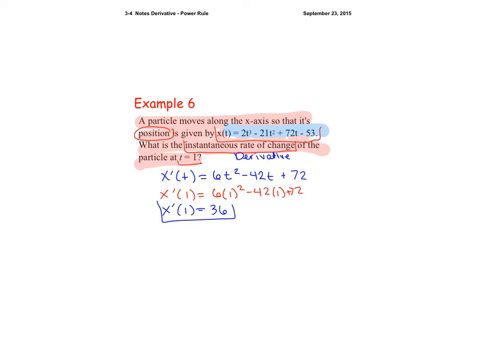So let's look at each one individually. 2t cubed, that's going to be 6t squared, boom. 21t squared, that's going to be 2 times 21, 42t, boom, but there's a negative, so negative 42t. And then 72t is just 72. You plug in 1, and you get your answer, which is 36.